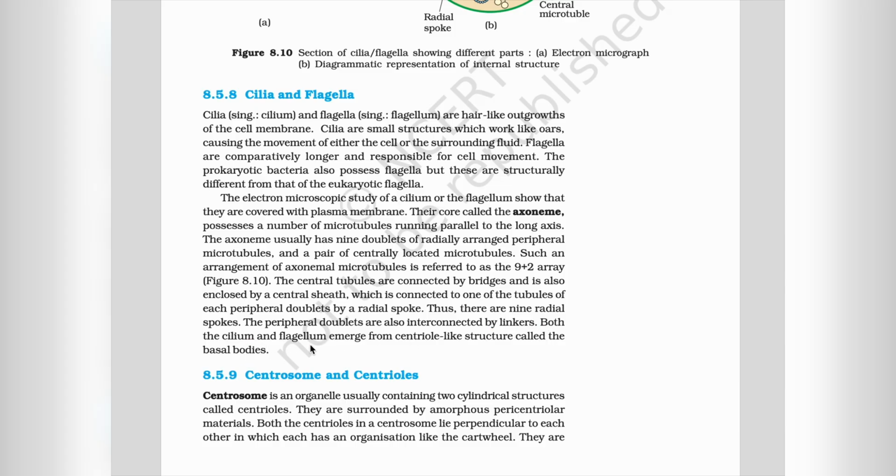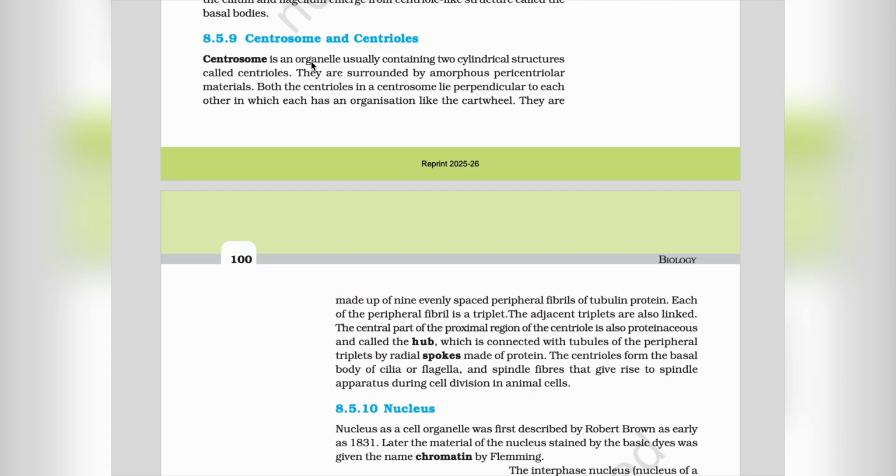Both the cilium and flagellum emerge from the centriole-like structures called the basal bodies. Centrosome and centrioles. Centrosome is an organelle usually containing 2 cylindrical structures called centrioles. They are surrounded by amorphous pericentriolar material. Both the centrioles in a centrosome lie perpendicular to each other, in which each has an organization like a cartwheel.